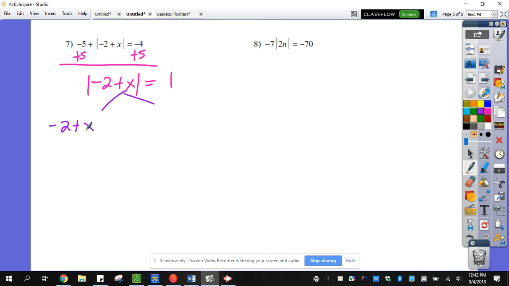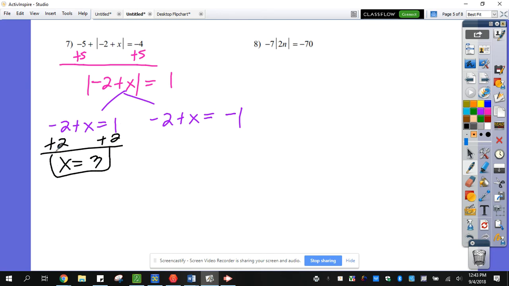Negative 2 plus x, always copy the question without the absolute value. And the other one is negative 2 plus x is equal to the opposite sign of the number. Solve for the value of x, add 2 here, add 2 there. That leaves us x equal to 1 plus 2 is 3. Plus 2 also here, plus 2 also there. That gives us x equal to positive 1. Kaboom.